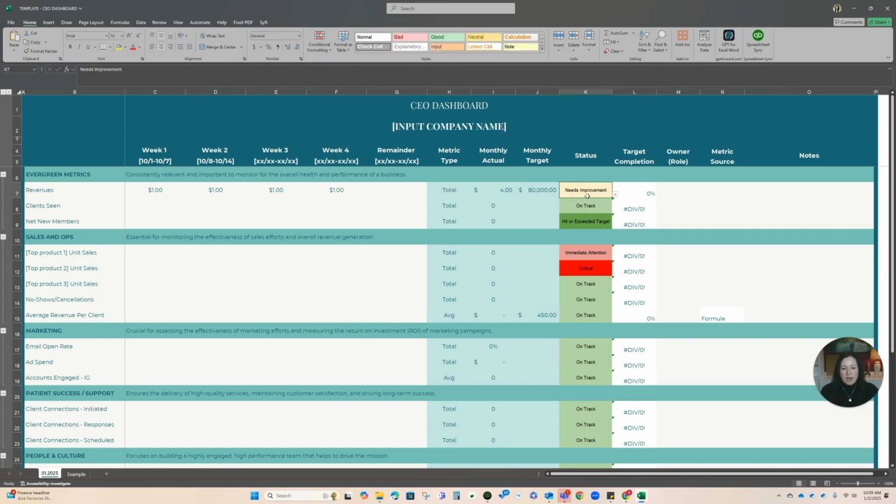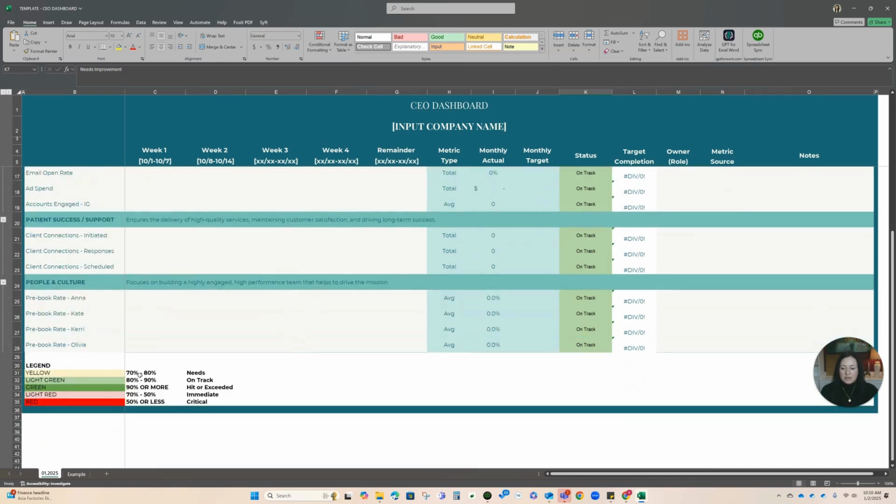And so the next thing you have over here is status. This is something that you're going to update on a weekly basis when you are updating your target. And how you're going to know what your status needs to be updated to is going to be based on your target completion. Okay, so if our target for revenues is $80,000 for the month, and we're 50% of the way through the month, and we're only at $30,000 in revenue, then we're going to know that we need to update this status. Now, the way that you know how to update the status is that there is a legend down here to correspond with those.